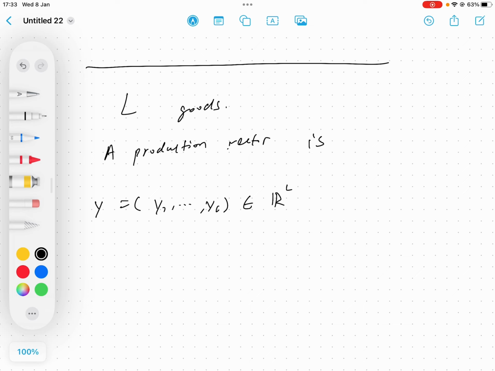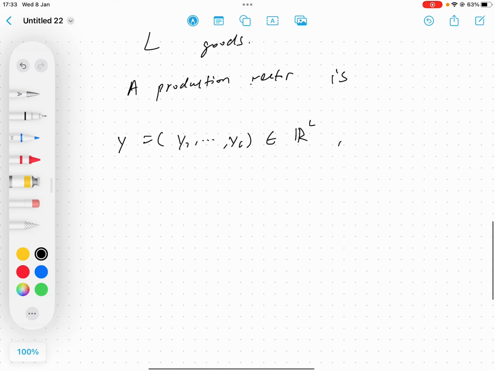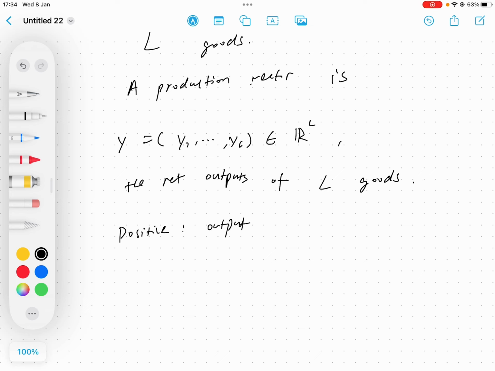So here we simply assume that it can be any real number in the L dimension. Okay, so this describes the net outputs of L commodities or goods from this production process. Okay, and we adopt the convention that positive numbers denote the outputs and negative numbers denote the inputs. Okay, so positive are the outputs, so we use the signs to distinguish the outputs and inputs for the productions. Okay, so this is something different from the consumer theory. So positive and negative numbers for the inputs, okay, for those L dimensions.